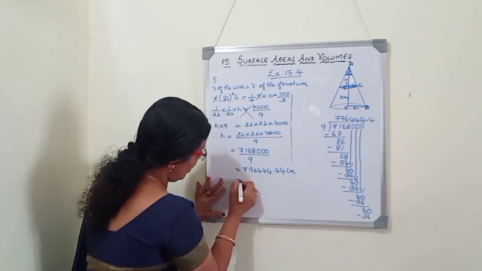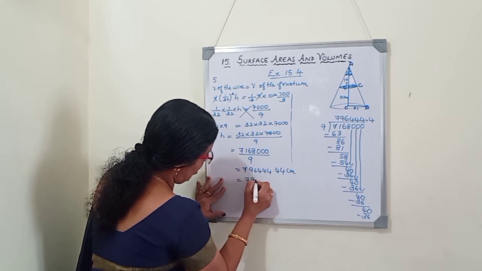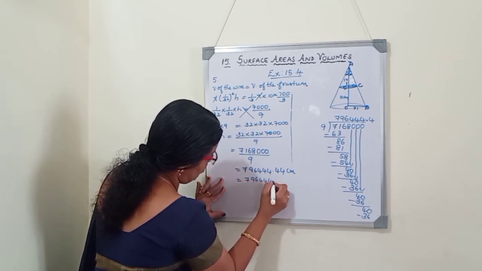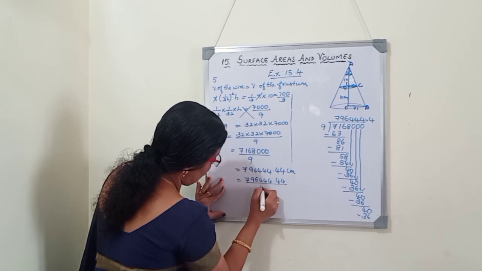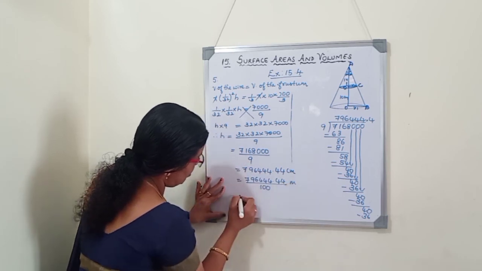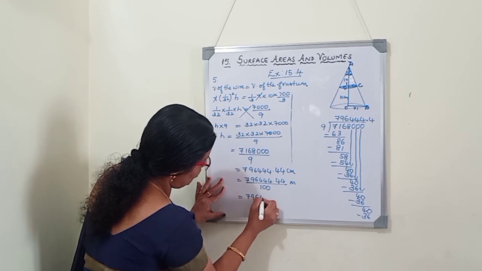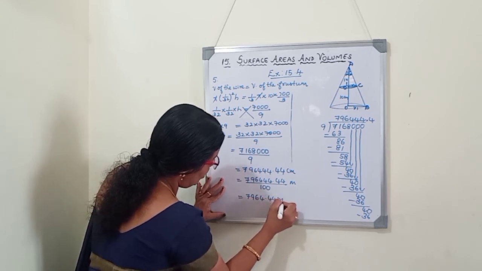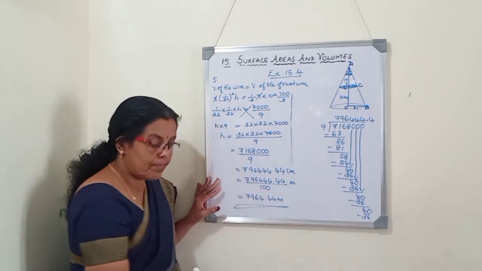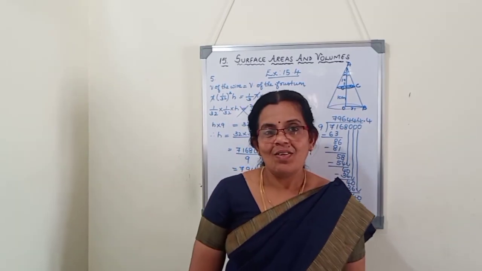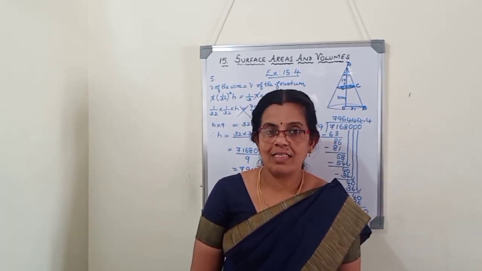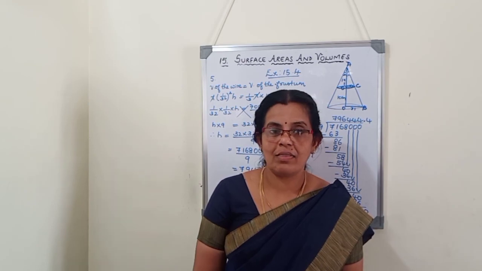If you convert into meter, we will divide it by 100. Divided by 100 meter, that is, 2 digits left we will put the point. 7964.44 meter is the length of the wire. With this, we have completed this chapter and this year's syllabus. Thank you.